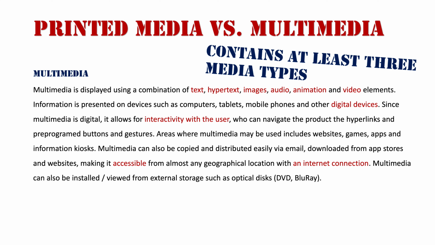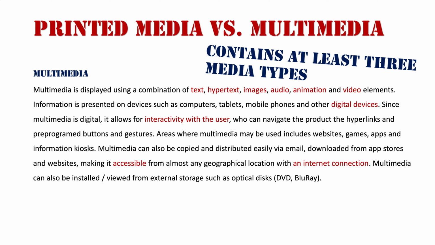Okay, so as said in this first line here, it contains obviously a combination of text, hypertext, images, audio, animation, and video elements. At least three of those. Okay, hypertext is thrown in there obviously as well because it links interfaces together when you use hypertext. You click on it and takes the user to another location. Information is presented on devices such as computers, tablets, mobile phones, and other digital devices. If it's digital, you're probably viewing it in a multimedia format.